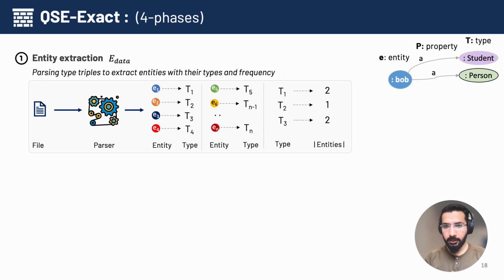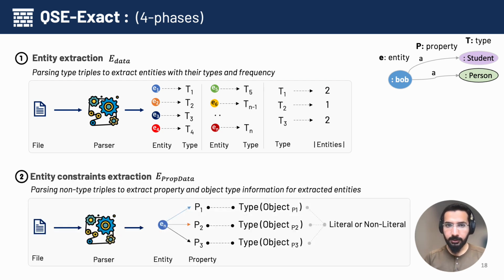For example, here in a small example of a knowledge graph, Bob is a student and a person. So in the first phase, it will extract that there exists an entity of type student and a person, which is Bob, and the total number of students and persons in the graph.